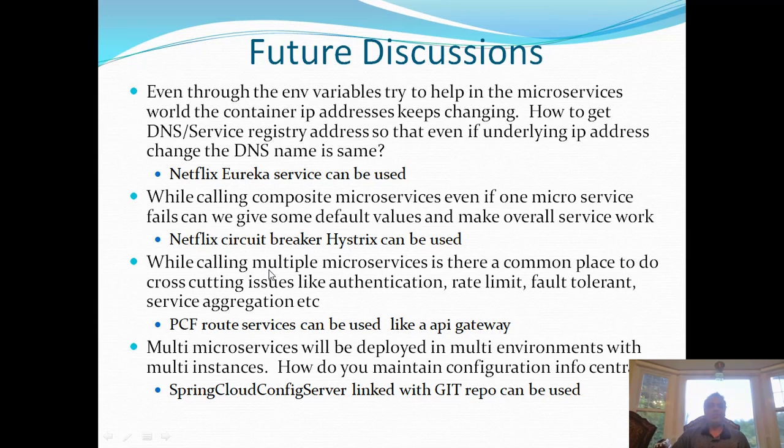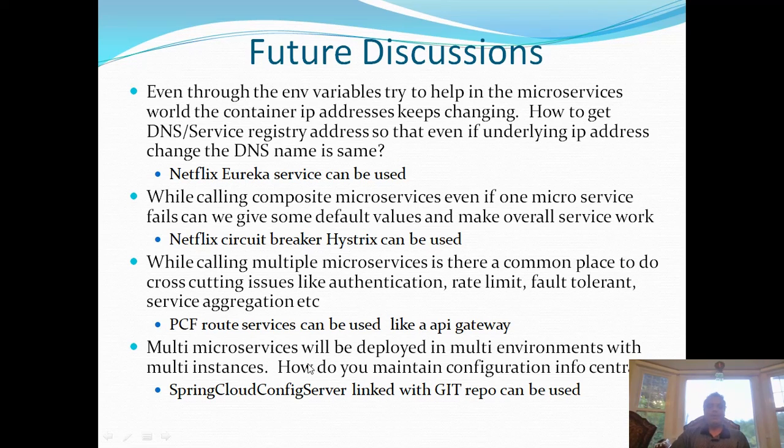The next challenge is, while calling multiple microservices, is there a common place to handle cross-cutting issues like authentication, rate limit, fault tolerance, service aggregation, etc.? If it is a plain Java application, Spring can solve some of the cross-cutting concerns. But now we are talking about a cloud native application. There is a way to do it: PCF route services. Remember we saw the routes, right? We could have multiple routes, and through your route services, you could simulate something like an API gateway, and in those extra routes you could do authentication, rate limit, fault tolerance, and so on. I'll try to come up with a video for that also.